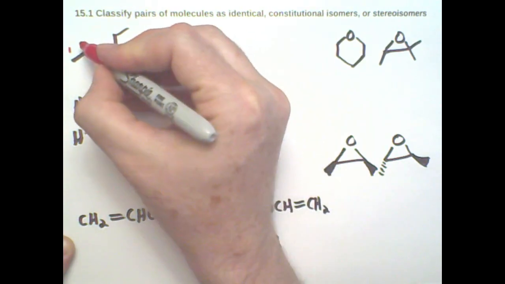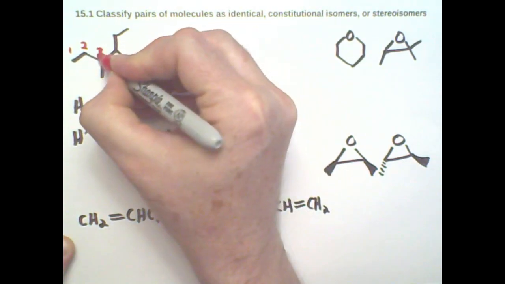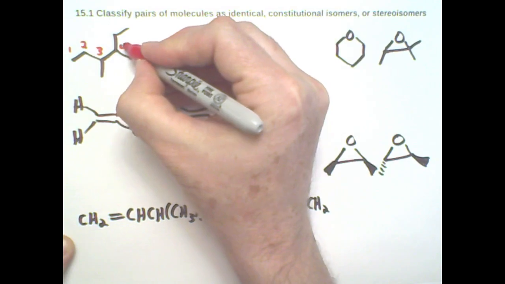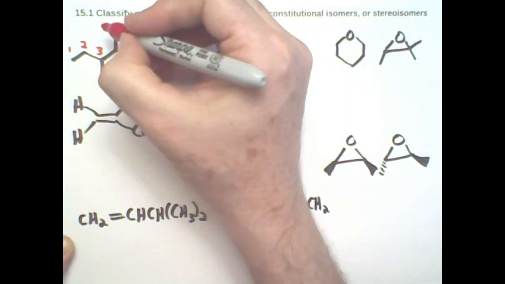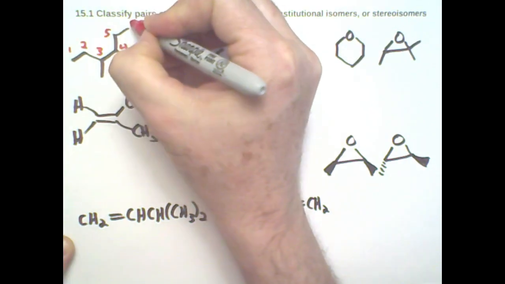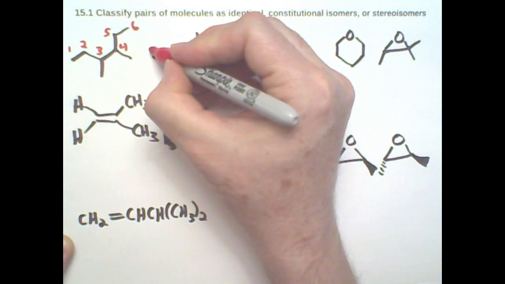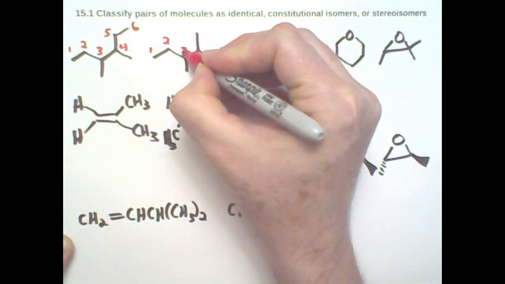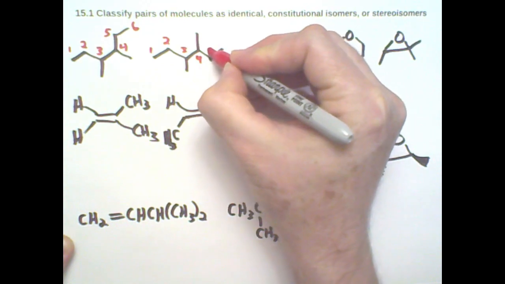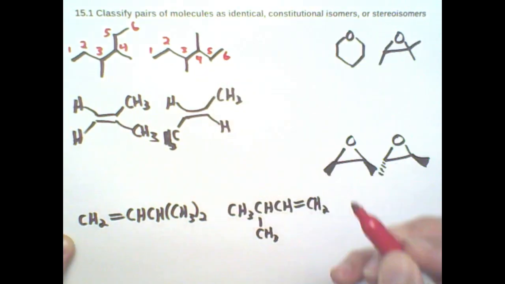So I'm going to number the longest chain. I'm up to 4, and if I go up, I go 5 and 6. And this one I go 1, 2, 3, 4, 5, and 6.